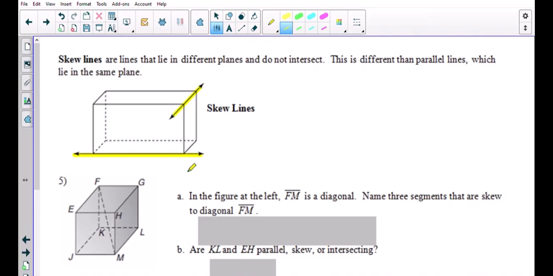Now, if we have the front top edge along the ceiling going across the front, and then the one along the bottom going across horizontally, those would be parallel. So in the classroom, when I talk about that, like this green highlighted segment here, and this green highlighted segment here, or this one down here, those would be parallel to each other. They happen to lie in the same plane.